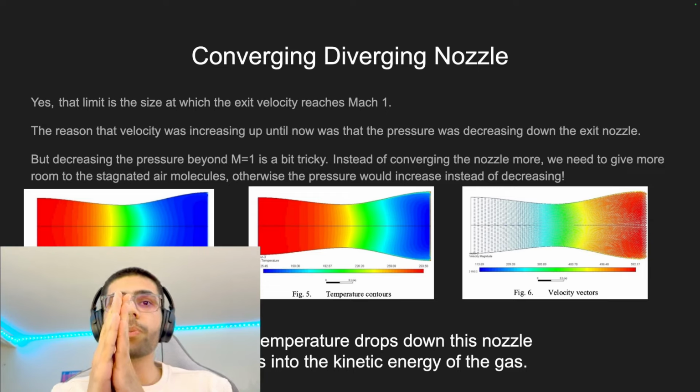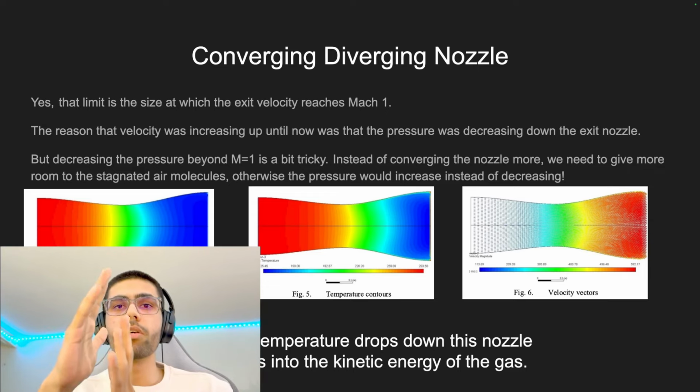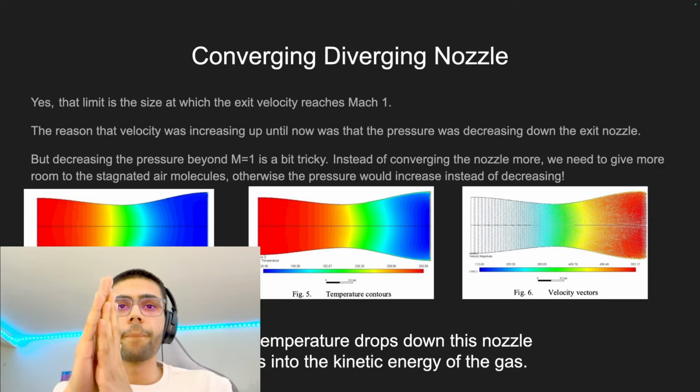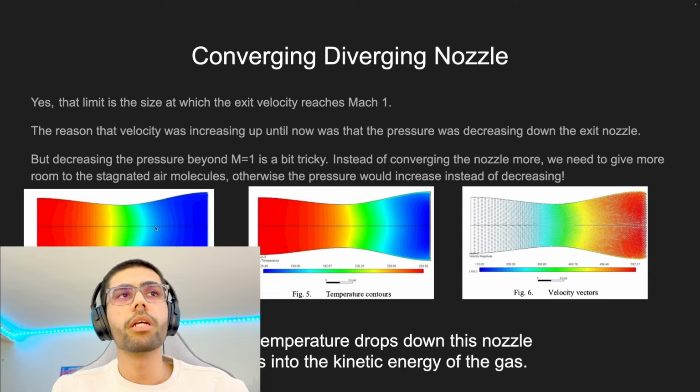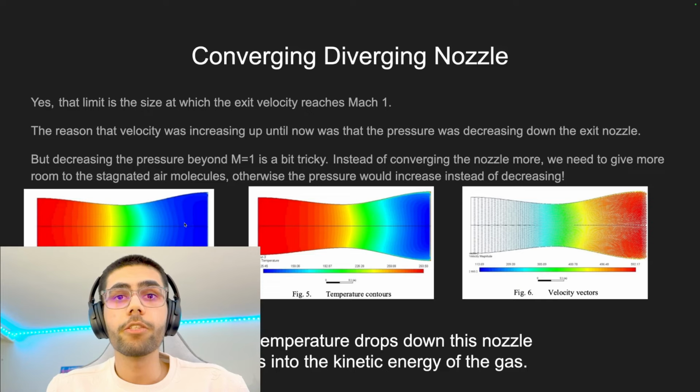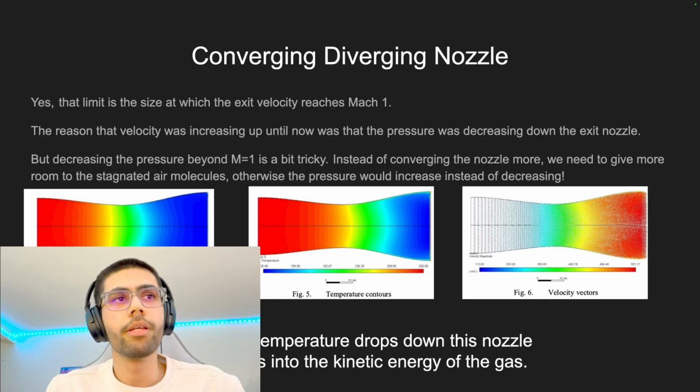If you're going to give more space to those stagnated molecules, it's going to expand, and instead of increasing the pressure, you're going to release the pressure. So the pressure is going to decrease if it has more space after Mach 1, and the speed keeps increasing because the temperature keeps dropping. So this is the pressure contour, this is the temperature contour, and you can see this results in increasing velocity. The velocity is increasing all the way.